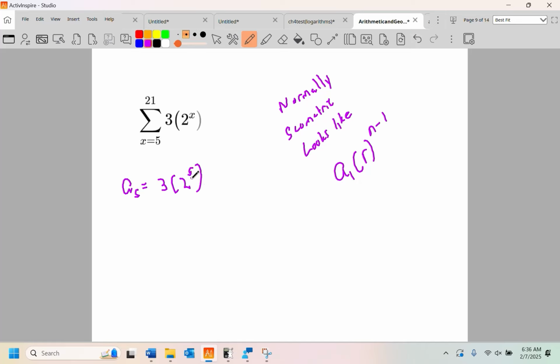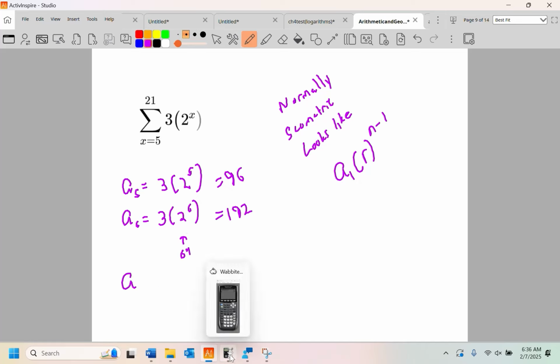So 2 to the 5th is 32. If you multiply that by a 3, you get 96. All right, let's find another term. Plug in a 6. 3 times 2 to the 6th. 2 to the 6th is 64. That's what it is. And if you multiply that by a 3, you get 192.